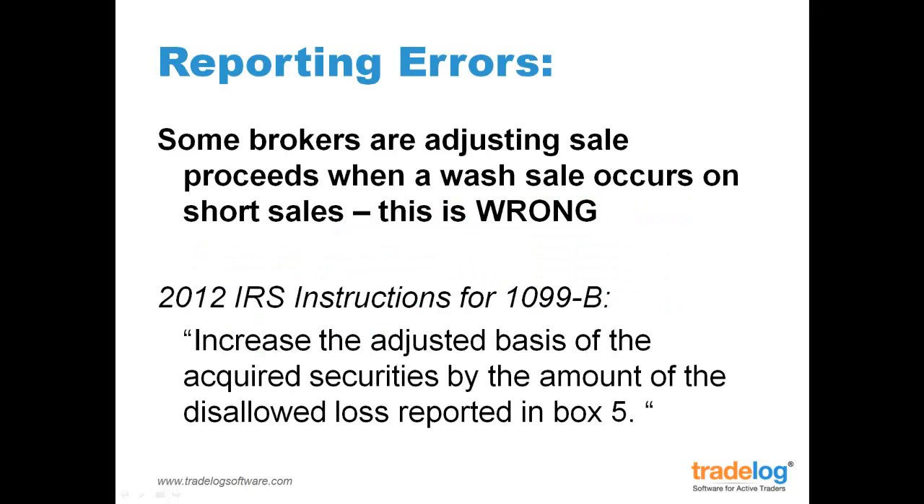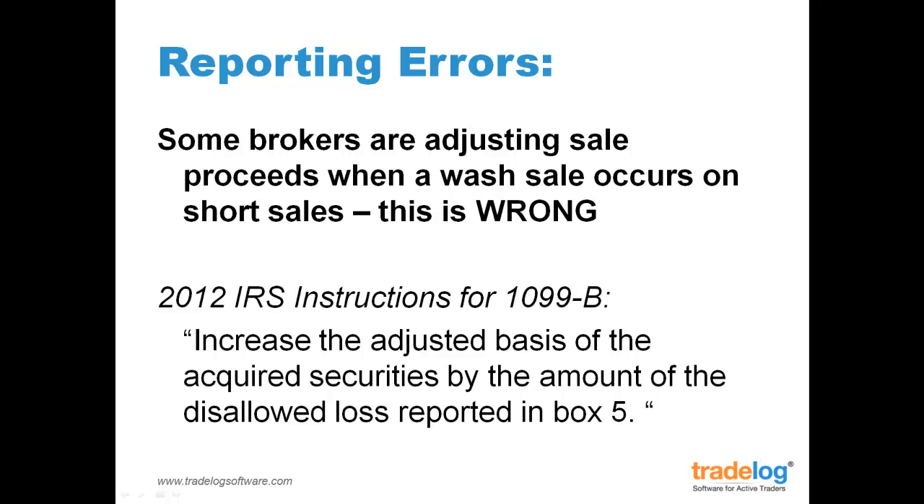One major problem that we first reported on in 2011, but is still present in 2012, has to do with how some brokers report wash sales on short sales. Basically, what we found is that when there's a short sale that has a wash sale adjustment, some brokers adjust the sale proceeds instead of adjusting the cost basis, which, as you see from the IRS regulations we have on screen, you're supposed to adjust the basis of the security, not the sale proceeds.